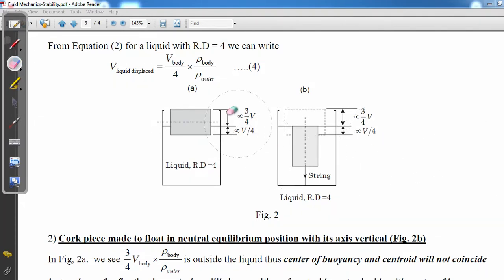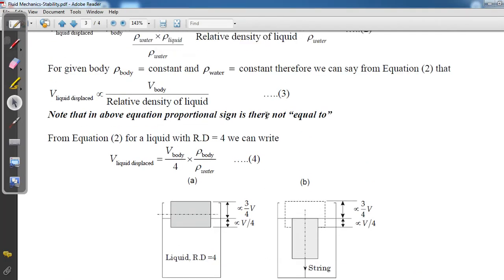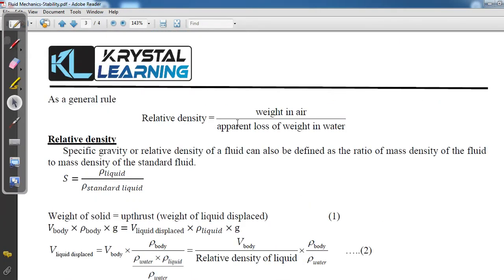So we will now see, in the free floating condition, how much of the volume is inside the liquid and how much of the volume is outside the liquid. So let's see the formula.